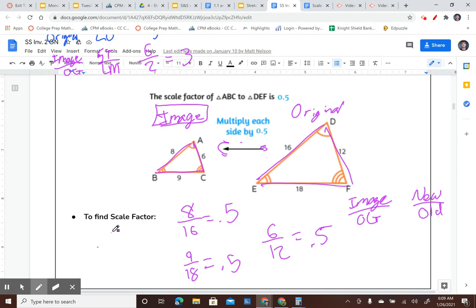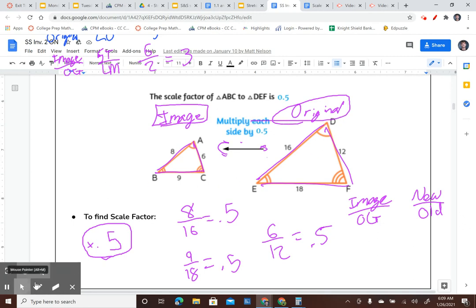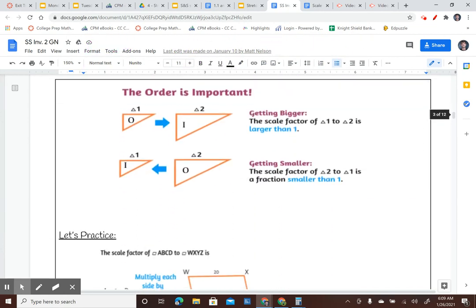So to find the scale factor, you need to divide the image by the original. And it gives you a scale factor of multiplying by 0.5 to get from your original to your image, to get from 16 to 8, for example. All right, let's go ahead and scroll down.